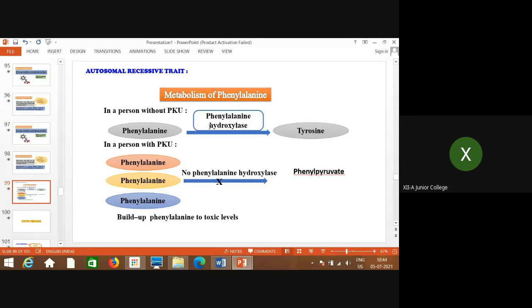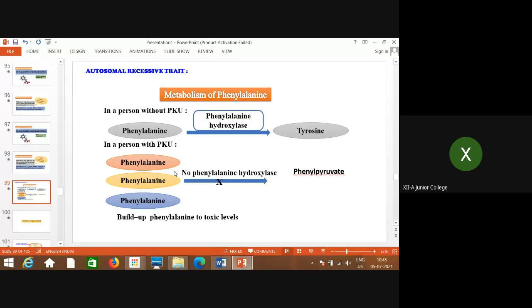What is the role of this enzyme, the phenylalanine hydroxylase enzyme? That is responsible for the formation of tyrosine. But instead, what happens then? When the hydroxylase enzyme PAH is not produced, then tyrosine is not produced, and phenylalanine is accumulated. The excess of that goes to the urine, and that's why it is called phenylketonuria.